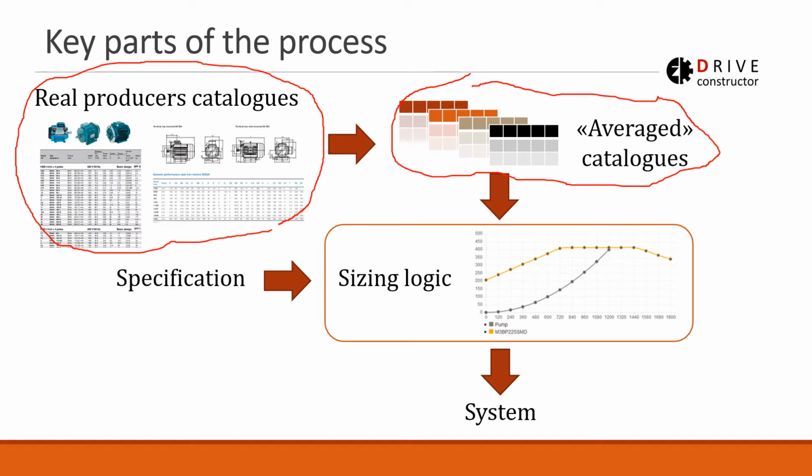Then when you go in and specify what you would like to have from your system when you set up parameters, there is a sizing logic in DriveConstructor, like current of this component should be higher than current of that component, or torque of this component should be higher than torque of that component. Based on this sizing logic, we pick the right component from the catalog, and you can see the chosen components in the final results in the outcome of the calculation.